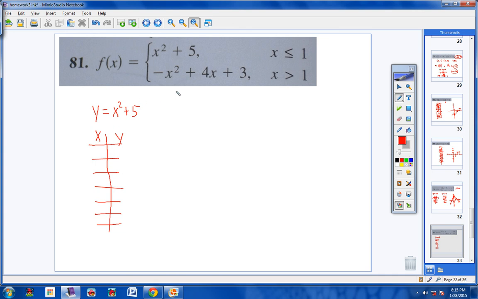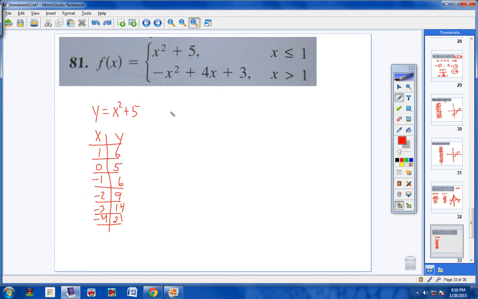Alright, here we go. We have to use values that are less than or equal to 1. So 1, 0, negative 1, negative 2. That's plenty. We don't need that many, but real quick, 1, that'd be a 6, 0, that'd be a 5, negative 1, that'd be a 6 again, negative 2, that'd be 9, negative 3 would be 14. That's good enough. We probably don't need these last two. I'll go ahead and do this one, it'd be 21. We probably don't need these right here, but there they are in case we do.